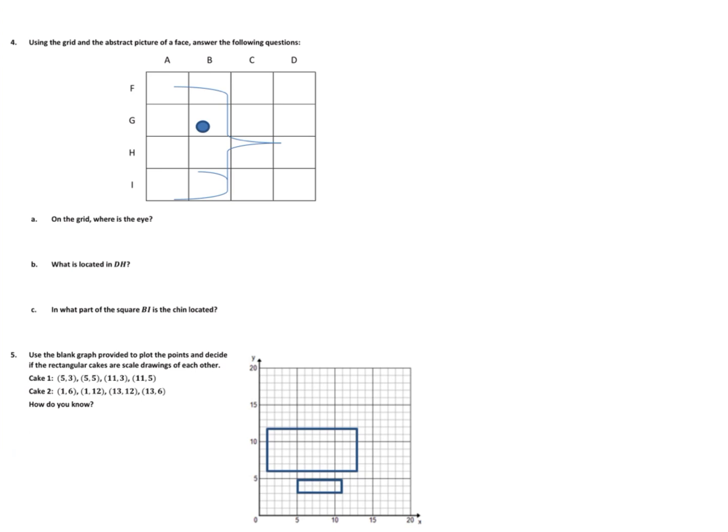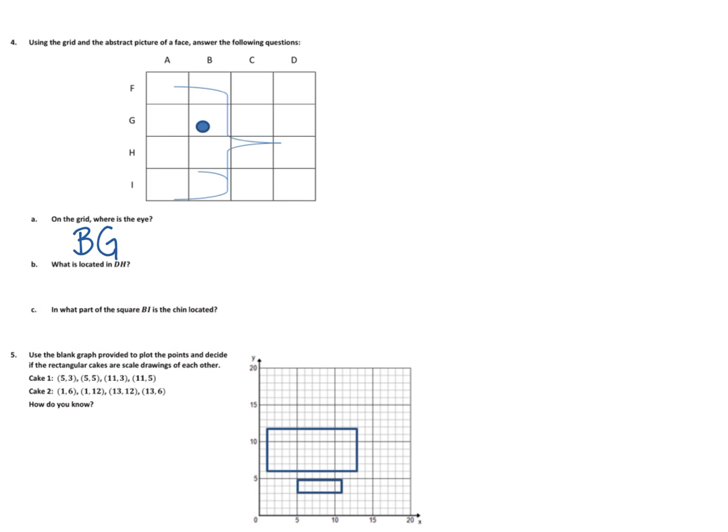Number 4 says, using the grid and the abstract picture of a face, answer the following questions. On the grid, where is the eye? The eye is in this box, which corresponds to B on the x-axis and G on the y-axis.